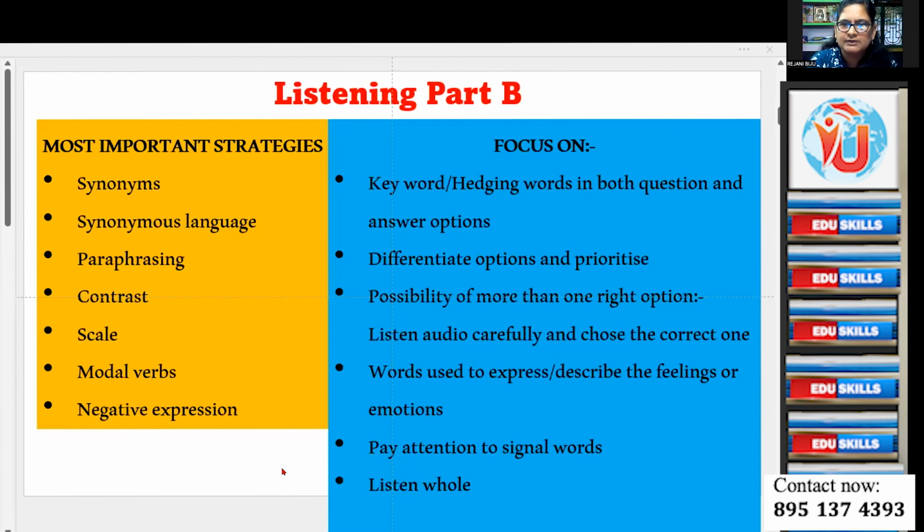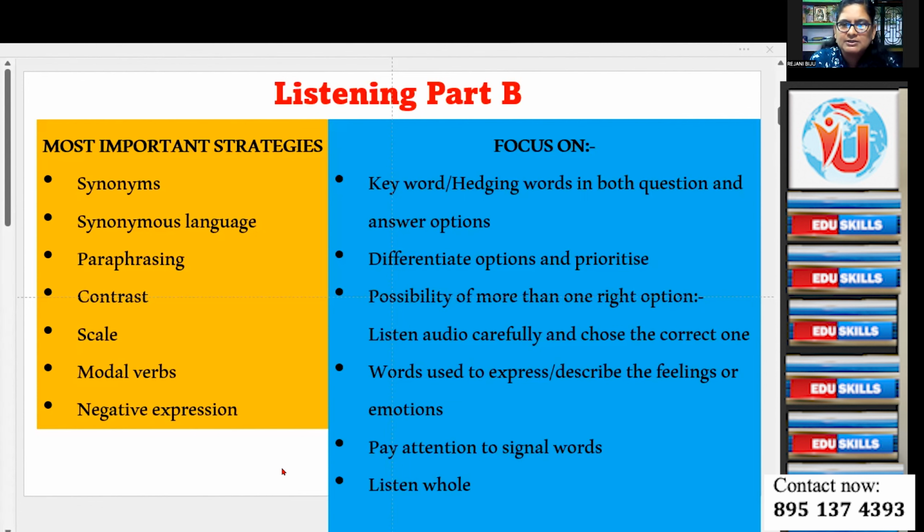Then the next one is words used to express or describe feeling or emotion. That's important. We know that sometimes if it is a dialogue, they may be making expressions like, oh, it was so horrible, or they may be laughing, or using some expression words. For example, if they are talking about a research study and finally they say, anyway, the result was awesome, from that expression you can understand that it was positive or successful. Okay, so from the feelings and emotions also, we can understand what they mean.